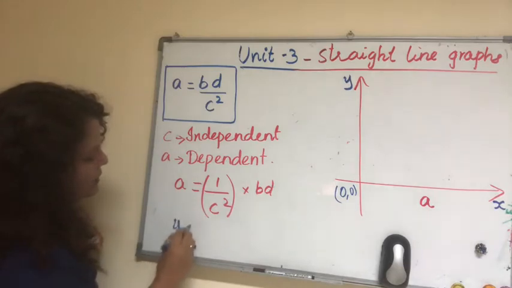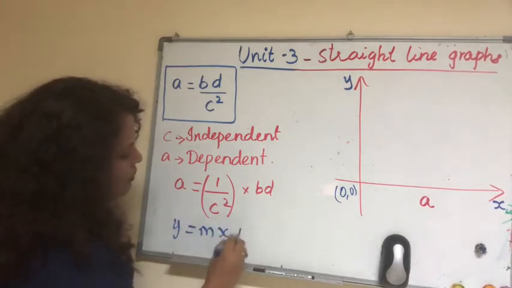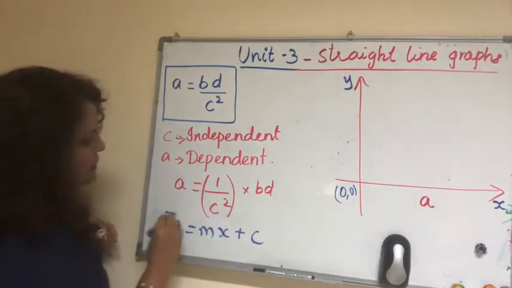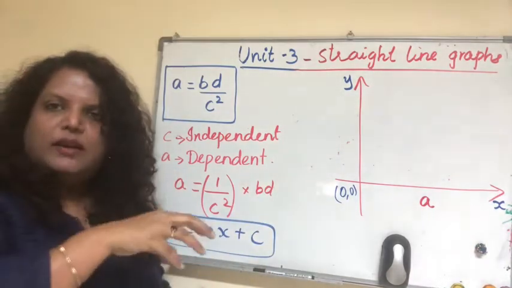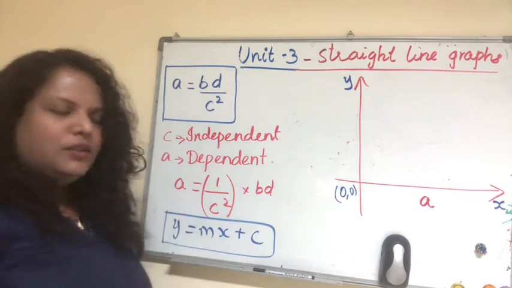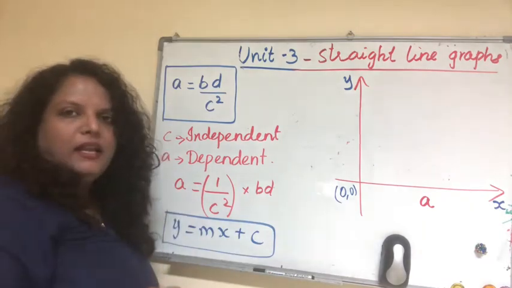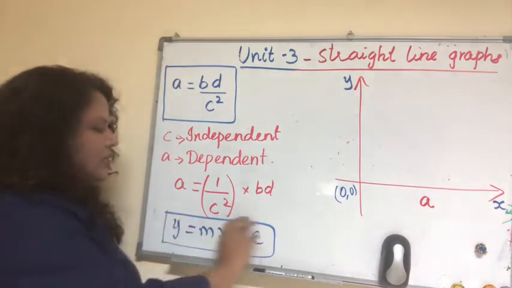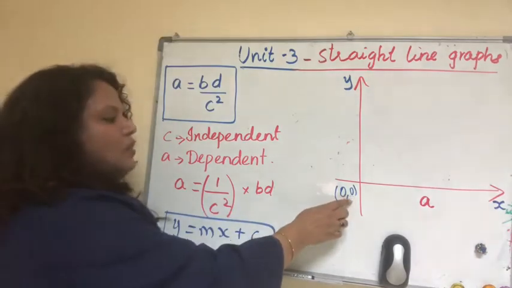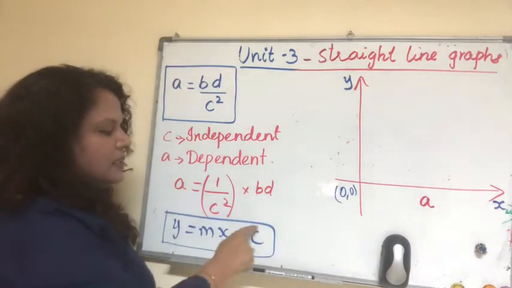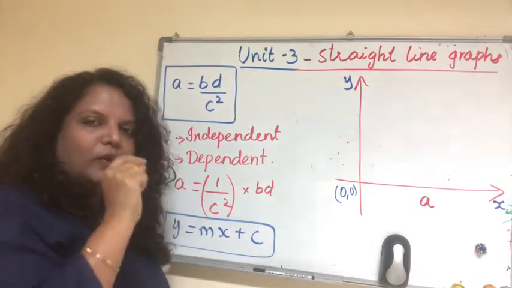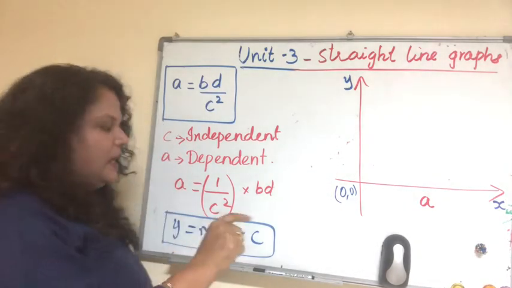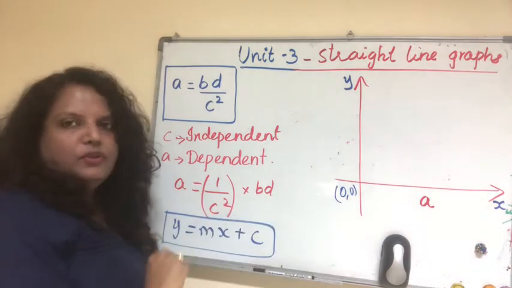Y equals mx plus C. That's your standard straight line equation, correct? Now the equation that you are analyzing, if you can bring it to this form and establish, when will this equation give you a straight line passing through the origin? When the C is equal to 0, because C stands for y-intercept. So if y-intercept is equal to 0, then the line should pass through the origin.